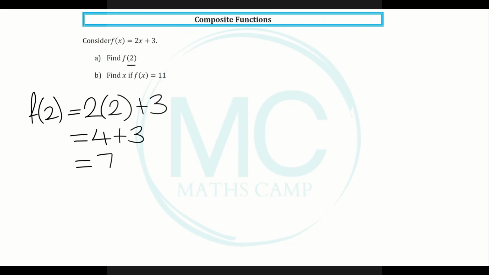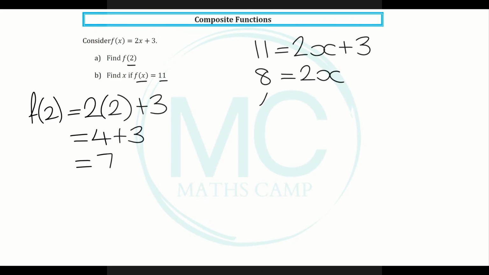Part B says find x if f of x is equal to 11. 11 is our y value. So we can say 11 is equal to 2x plus 3. Now we can solve for x. Subtract 3 from both sides. 11 minus 3 gives us 8 is equal to 2x. Divide both sides by 2 and we see that x is equal to 4.